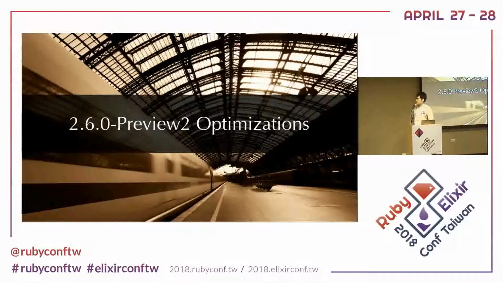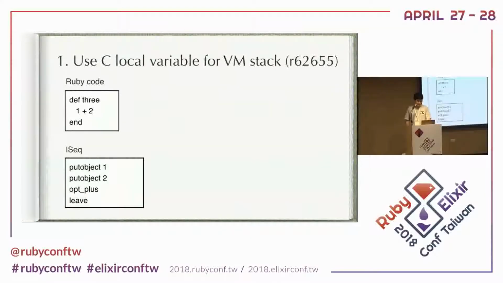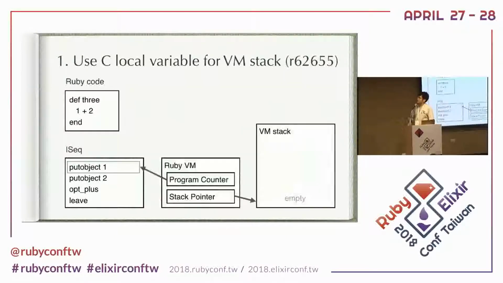Then I'll talk about the preview 2 optimizations. This is the most important optimization in preview 2. And I'll introduce how RubyVM is behaving right now. This is a method that returns only the number 3. It's a convenient method. It's compiled to put object 1 and put object 2, and it executes the plus instruction. So how is it executed?